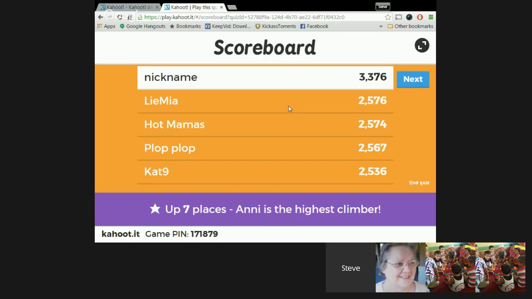So this is definitely what I would call mathematics. But it's not the maths that you might think of when you do your classroom. Right, so now that we've got that settled, this is completely maths. Annie, well done. You're the highest climber, up 7 points. Next question.